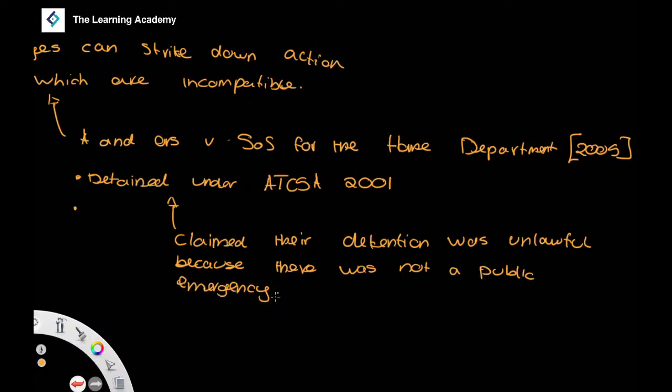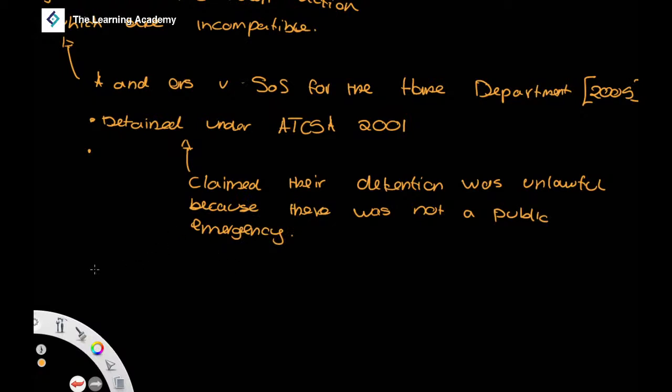I'm simplifying this because we're not human rights lawyers. We're not doing human rights law, but this touches on it, of course, because we're talking about the relationship between the judges, the legislature and the executive. They were detained under this Act of Parliament, and they claimed the detention was unlawful because there was not a public emergency, which was required under the Human Rights Act, Articles 5 and 14.